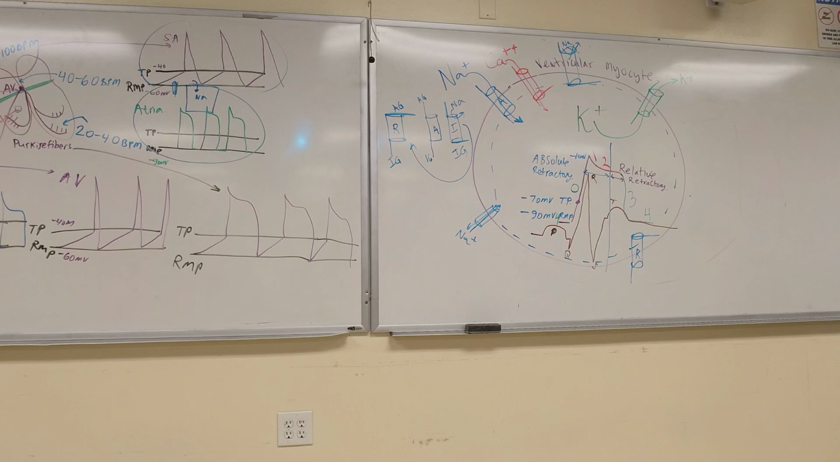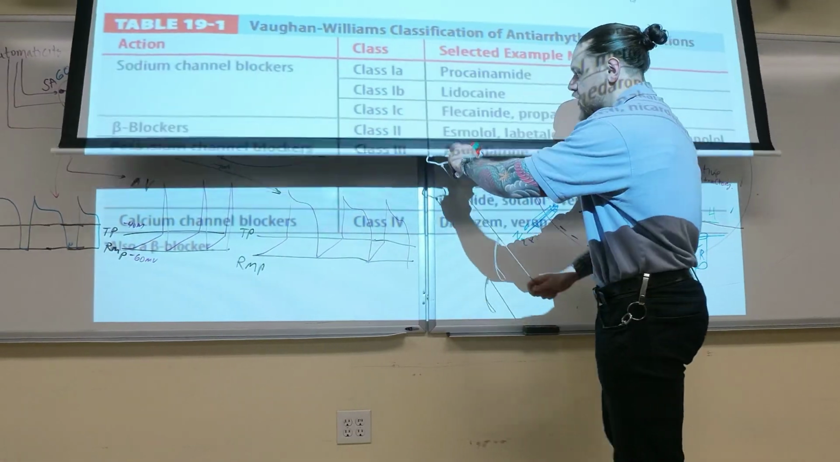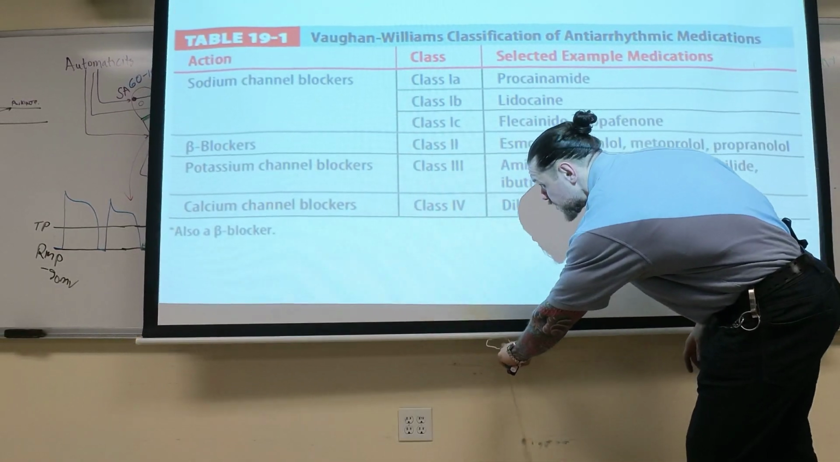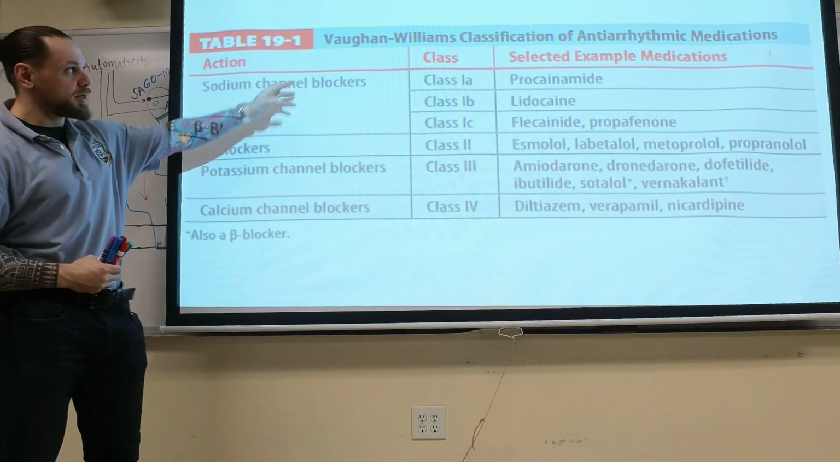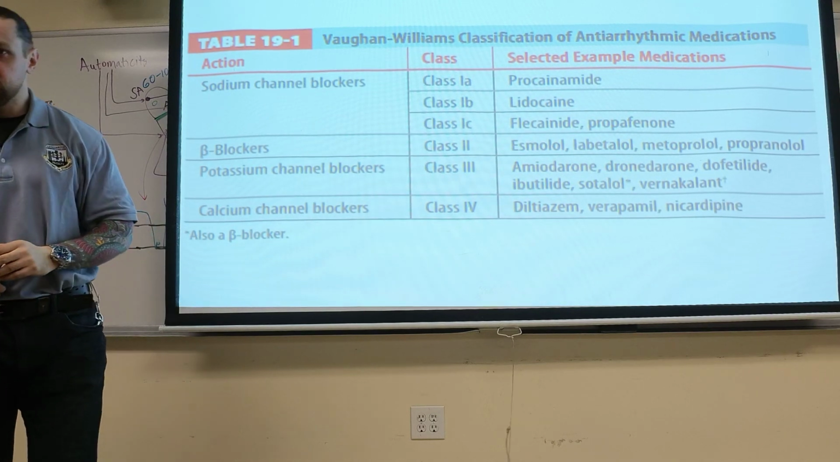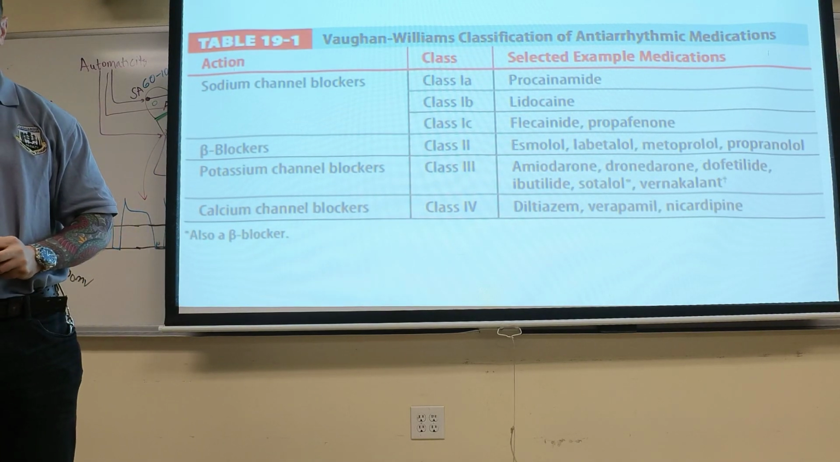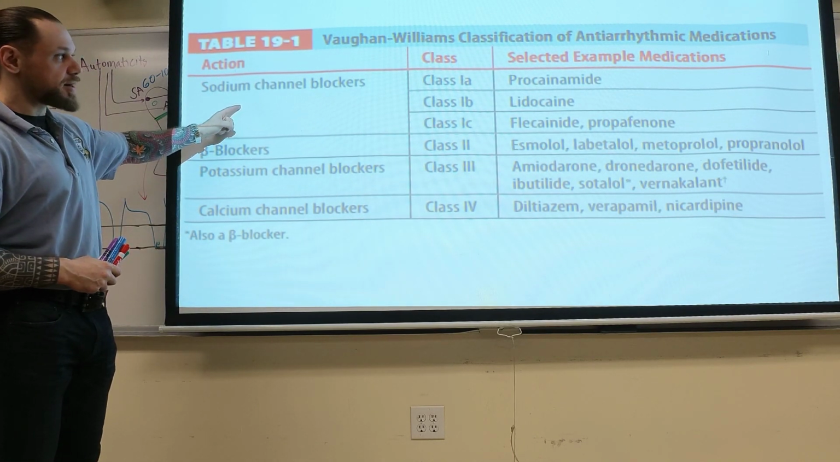So now I'm going to show you a chart of the drugs. If all of you are going to be working in the field, you're definitely going to be using these drugs. This is called the Vaughan-Williams classification of antiarrhythmic medications. They classify all the antidysrhythmic drugs into these categories. The first category would be sodium channel blockers.